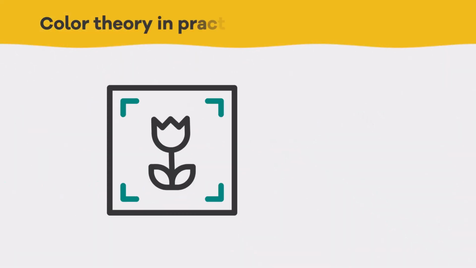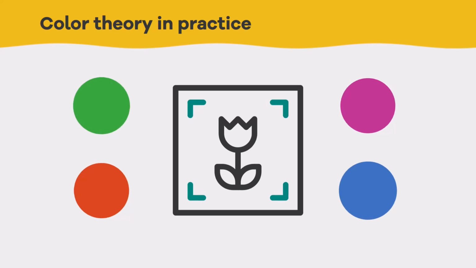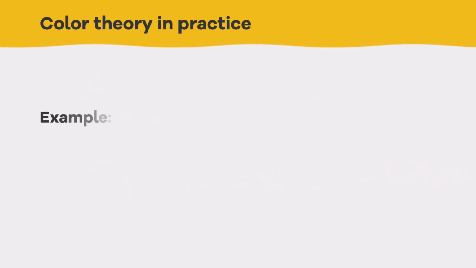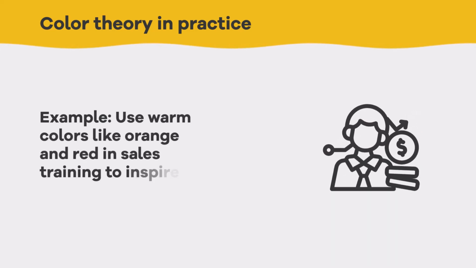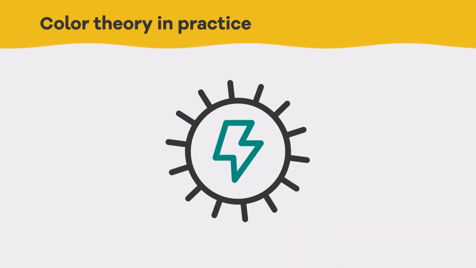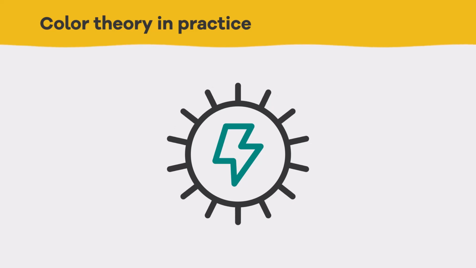Next, let's talk about color. Color isn't just about aesthetics, it's a powerful tool for setting the tone and guiding attention. For instance, in a sales training course, you might use warm colors like orange and red to convey energy, enthusiasm, and action. These colors can energize learners and encourage participation.